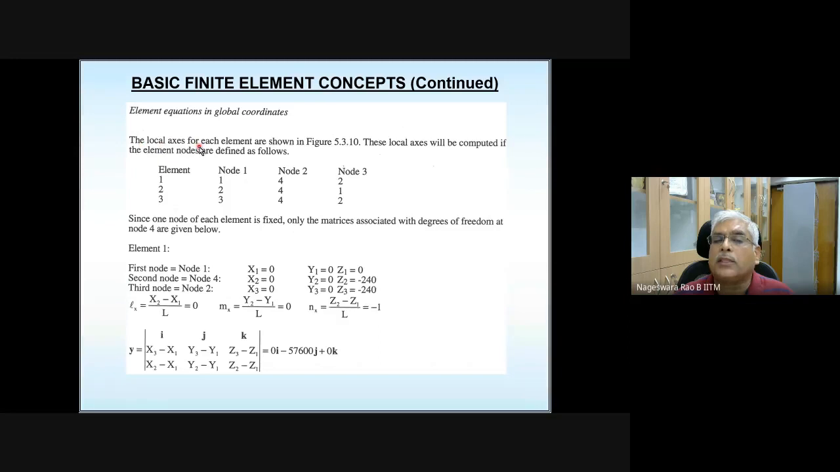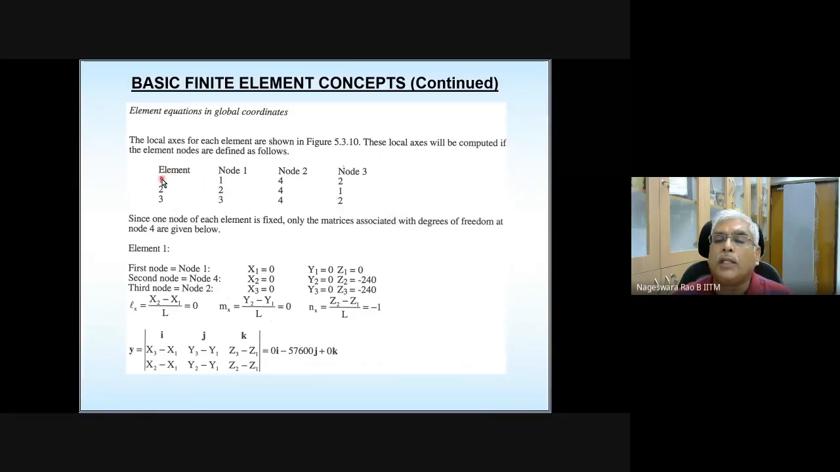The local axes for each element are shown in the figure, whatever figure I showed you. These local axes will be computed using this kind of understanding of nodes. One more node you need to identify. That has nothing to do with your later analysis. That is only to identify the unit vector along small x-axis, small y-axis, small z-axis for each of the elements. So please take a note of this.